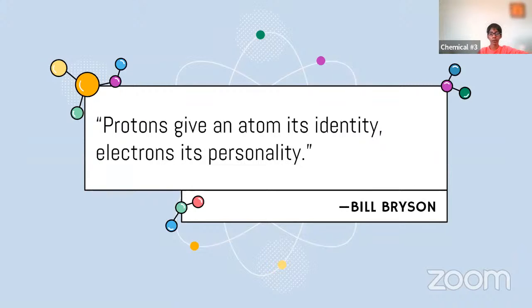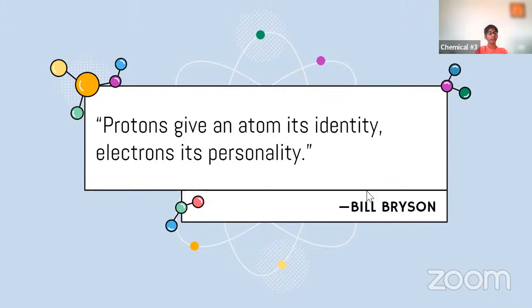So, here's a quote by Bill Bryson. Protons give an atom its identity and electrons its personality. What he means by that is, depending on the amount of protons something has, it gives an atom what it is. Like, if it only has one proton, it's hydrogen. And electrons is personality, like flavor or isotopes.